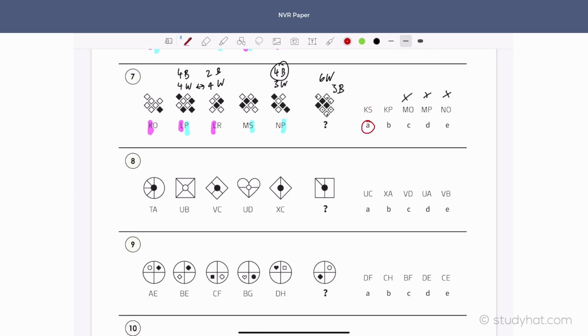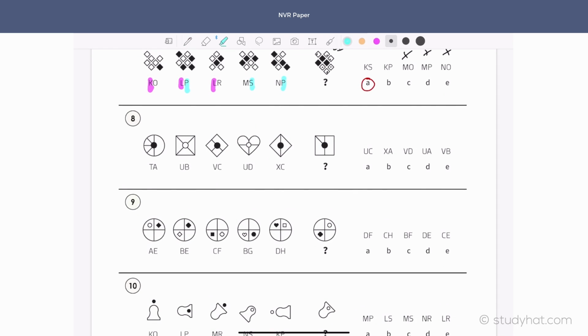Number 8. Same first letter, we've got U and U. What do they have in common? They've got a circle in the middle. And it is a white circle. What else do they have in common? They have 4 sections. 1, 2, 3, 4. 1, 2, 3, 4. Now, since this has got 3 sections, I think we're looking for something with 3 sections in the middle. So what would that be? 3 sections would be a V. So we're going to want to start with a V.